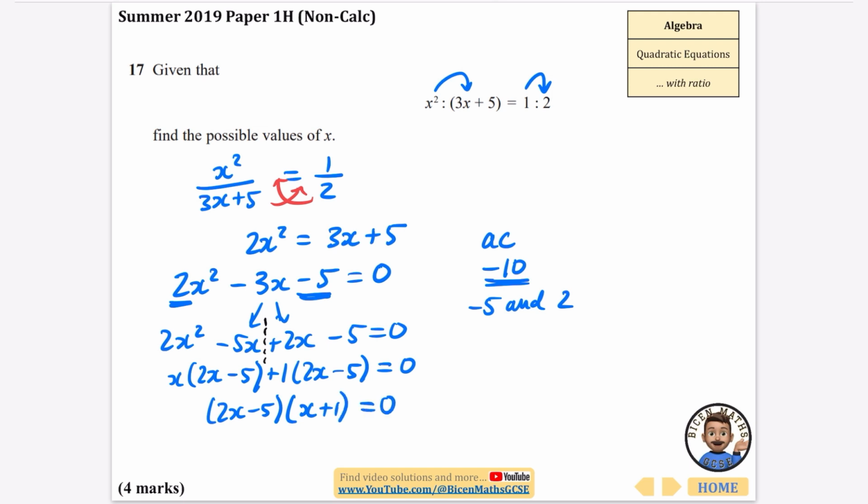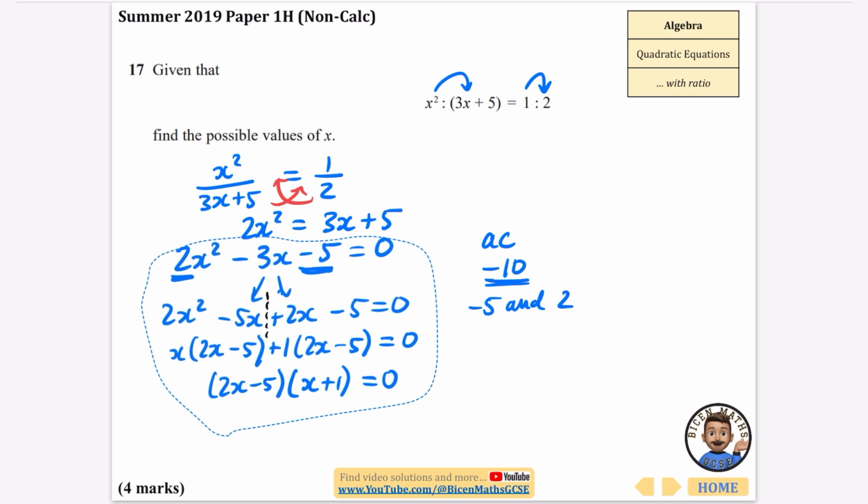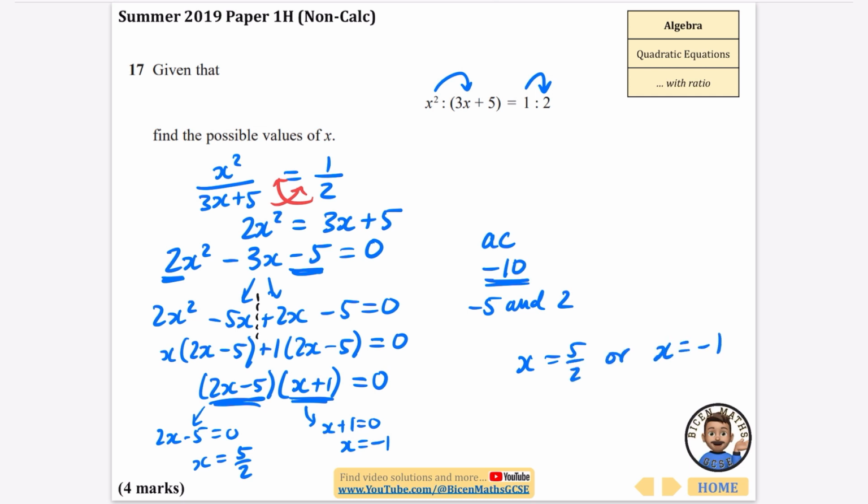Now, this tells me something. Let me just make a little bit more space for myself here. See if I can squeeze these lines up so that I have just a tiny bit more. This now tells me that either this is equal to 0 or this is equal to 0. So we either get that 2x minus 5 equals 0, which means that when you add the 5 and divide by 2, x is 5 over 2, or x plus 1 is equal to 0, which just means that x is equal to minus 1. So our answers are x is equal to 5 over 2, or x is equal to minus 1.